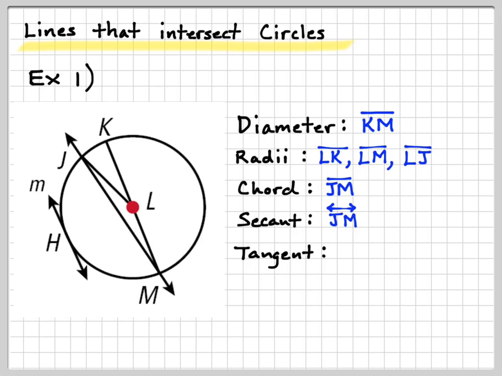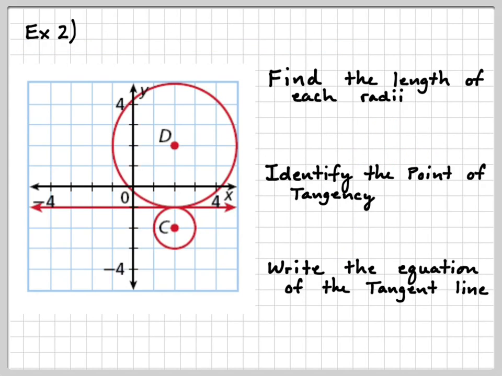And then down here for my tangent, I've got a line that just touches the edge of my circle at one point. And in this scenario, I would call that line M. All right, example 2. I have two circles here that are tangent to each other. I'm asked to find the length of each radii, identify the point of tangency, and write the equation of the tangent line.